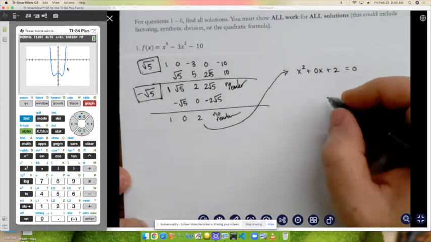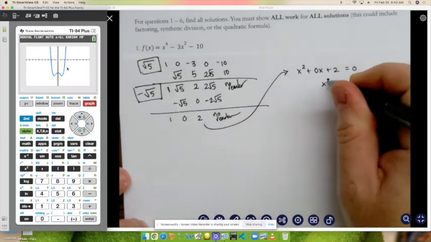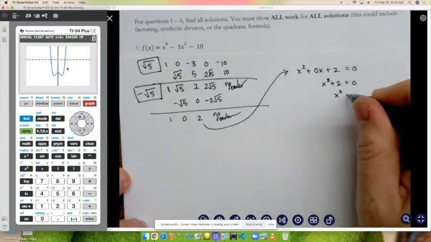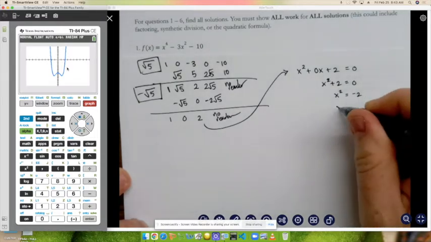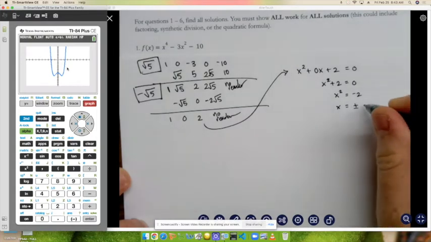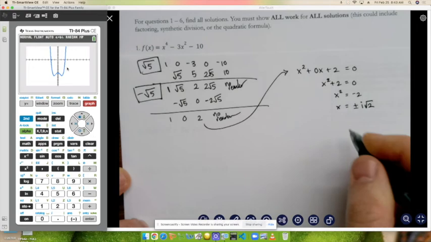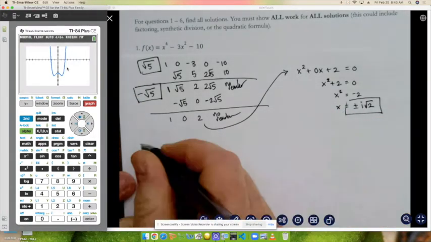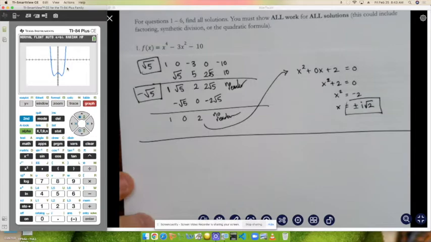You can solve it directly algebraically, which is not that bad. Just subtract 2 from both sides and take the square root. We're taking the square root of a negative 2, so that means you're going to have i times the square root of 2. So those are my two solutions. Positive i root 2, negative i root 2, square root of 5, negative square root of 5.